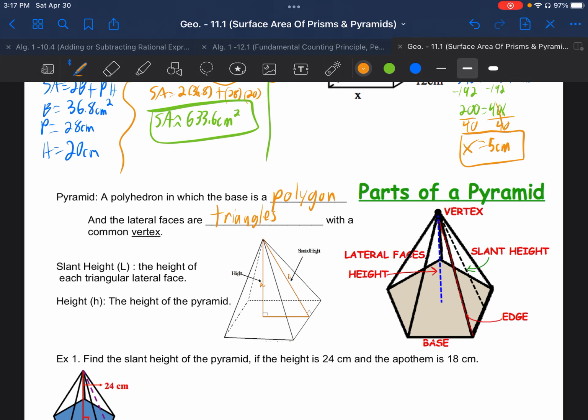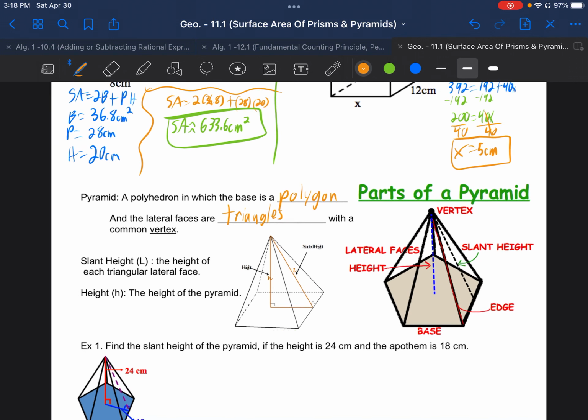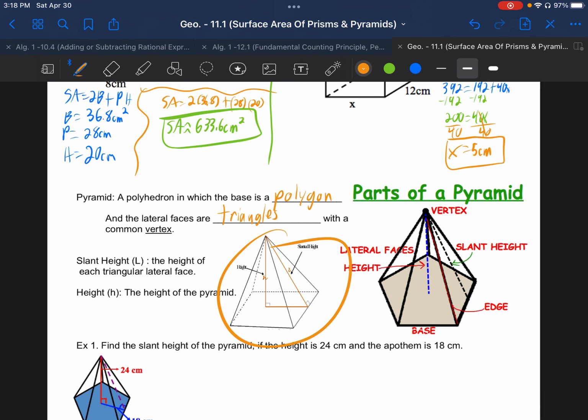And they all have a common vertex. They all meet at one exact point. So right here, this is probably the normal pyramid you think of when you think of Egypt and whatnot, where the base is a rectangle or a square, more specifically at times. And the sides, the lateral faces, are these 4 triangles. It doesn't have to be 4 for it to be a pyramid, but that's what we most commonly think of. As a matter of fact, this one over here is also a pyramid, even though the base is a pentagon and the sides have, as you've seen, 5 triangles.